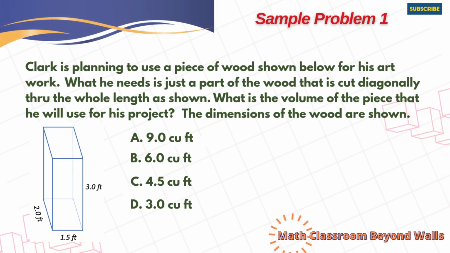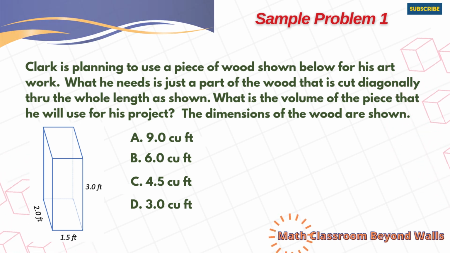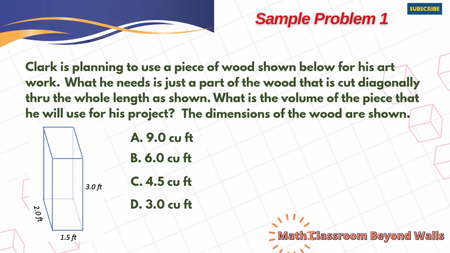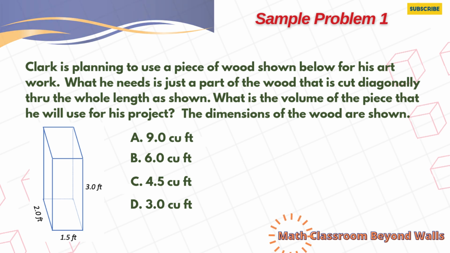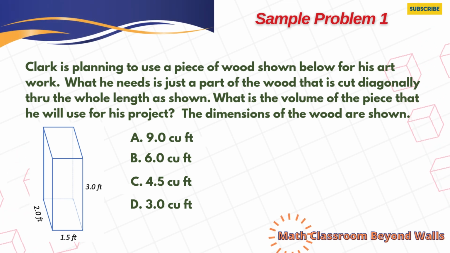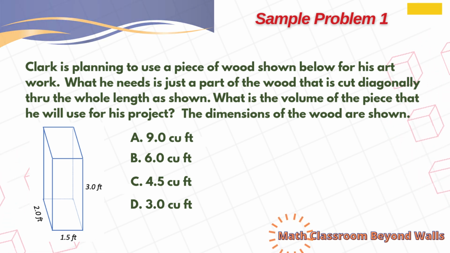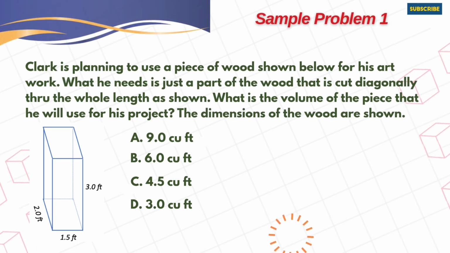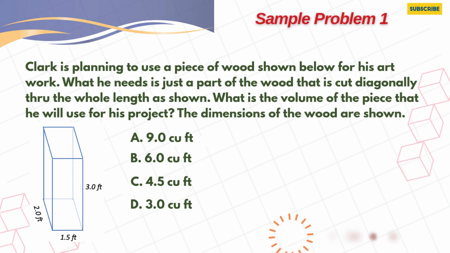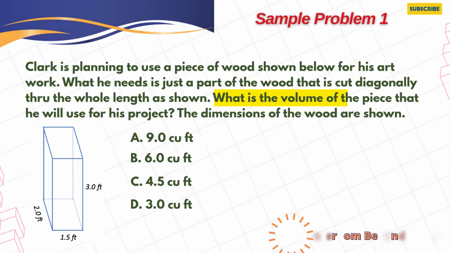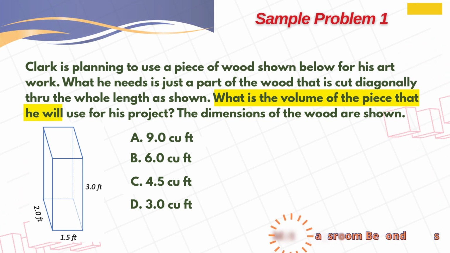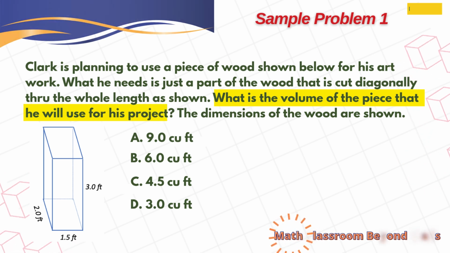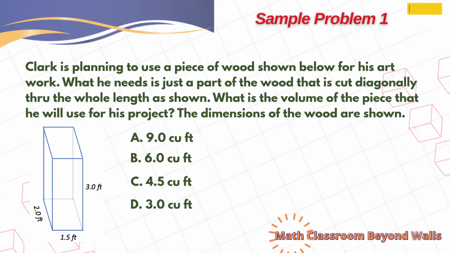As usual, we begin by reading the whole problem and may read it several times when needed to know what we're looking for, to determine what is given, and to figure out how the given information helps find what we're looking for. What is asked in the problem, learners? You're correct. We're asked to find the volume of the part of the piece of wood that Clark will use for his artwork. What is given?